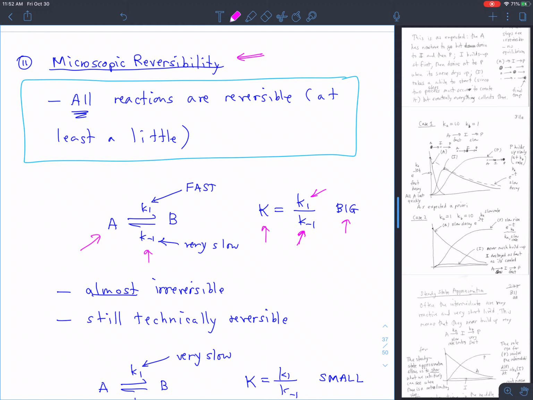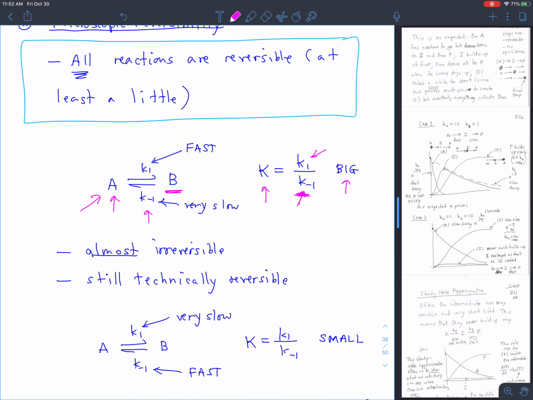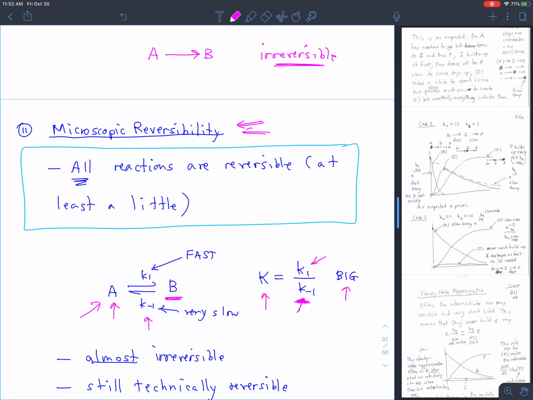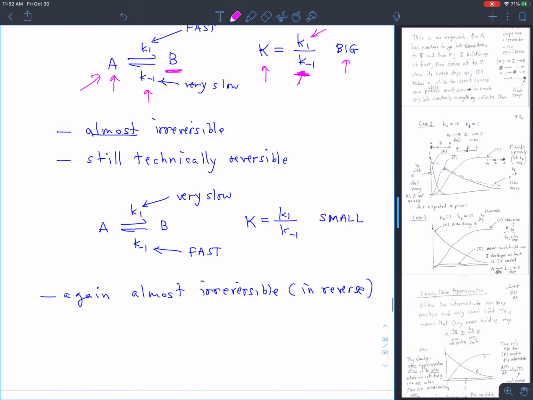If K minus 1, this back reaction, starts getting very, very slow, then very often people will just ignore the back reaction. They say, well, okay, it's so product favored that you just don't have any A left over at the end. We can pretend, at least for practical purposes, that it turns all into B, and in that sense, this reaction would behave to a good approximation as if it were irreversible. But microscopic reversibility says that there is no such thing as a truly irreversible reaction. All reactions are reversible, but they may behave as if they were irreversible in a lot of ways.